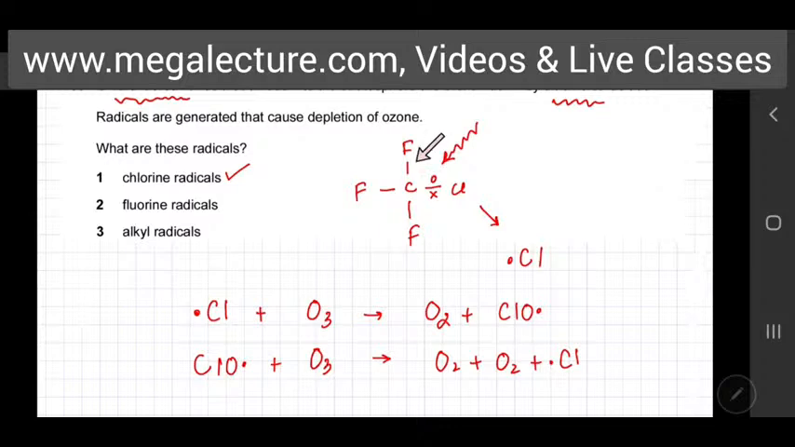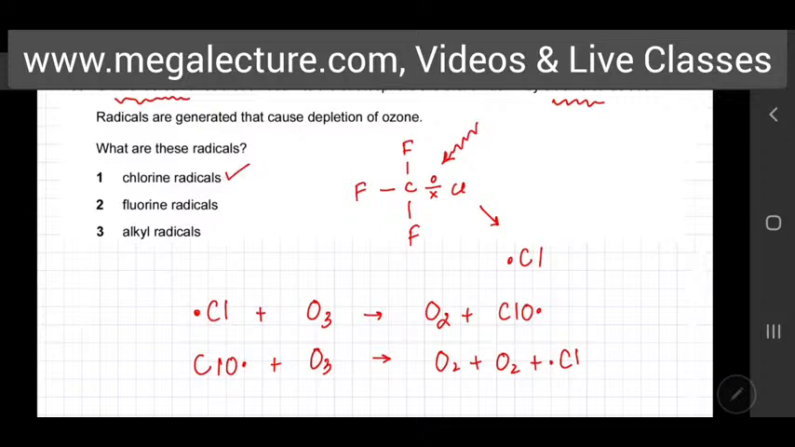The C-F bond is pretty strong, so that's not broken. Alkyl radicals don't play a role either because they don't react with ozone. So it's usually the chlorine radicals which are very reactive. So the simple answer to this question is that chlorine radicals are the ones that are responsible for ozone depletion.